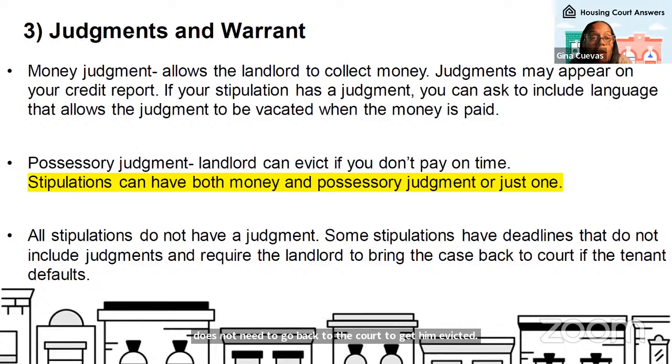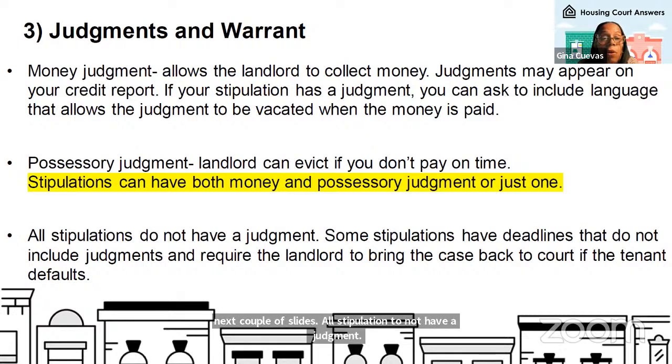Possessory judgment. The landlord can evict you if you don't pay on time. Stipulations can have both money and possessory judgment, or just one. We will see examples of stipulations like these on the next couple of slides. All stipulations do not have a judgment. Some stipulations have deadlines that do not include a judgment and require the landlord to bring the case back to the court if the tenant defaults. Some of the stipulations are actually very good because they work in favor of the tenant, allowing additional time to pay off the arrears.